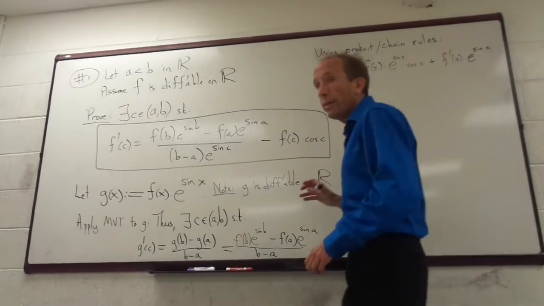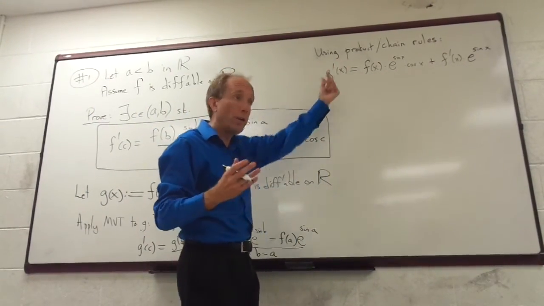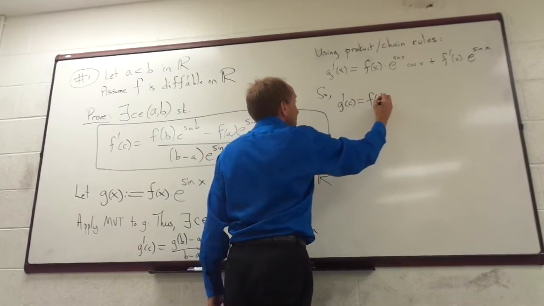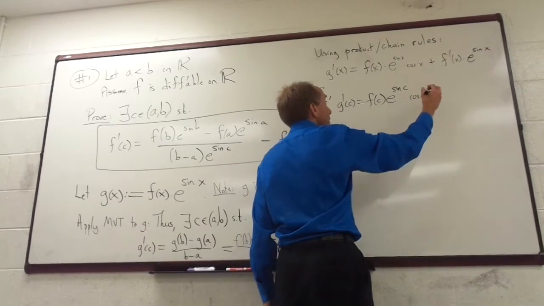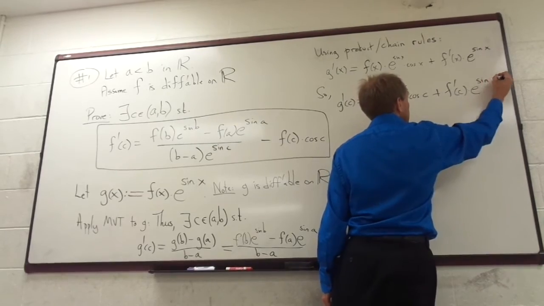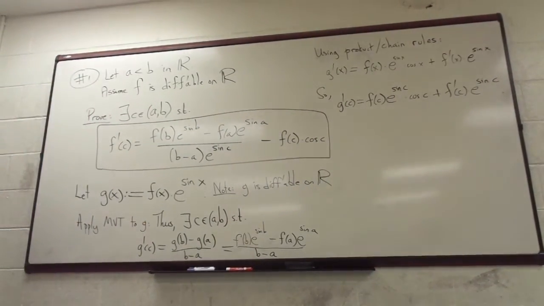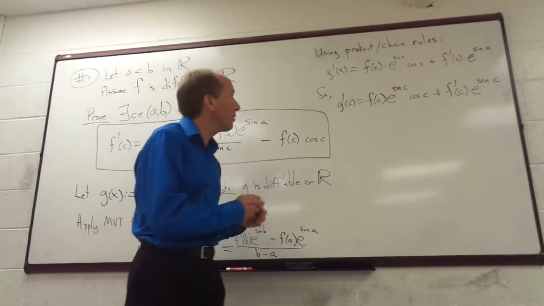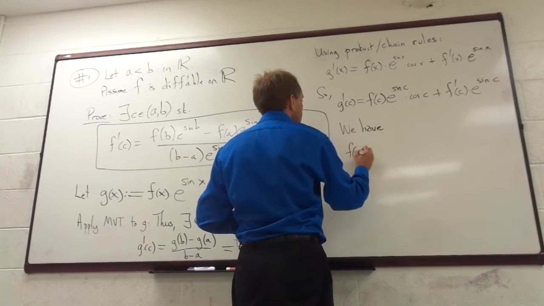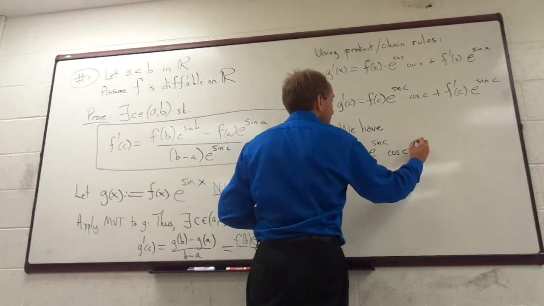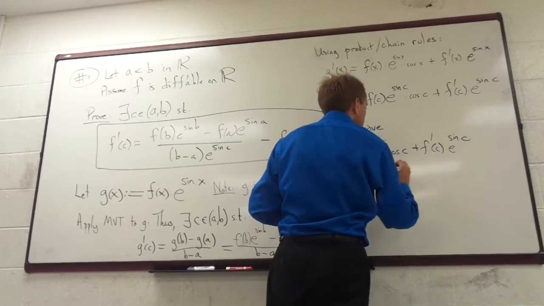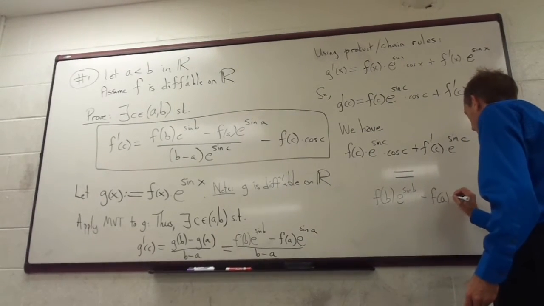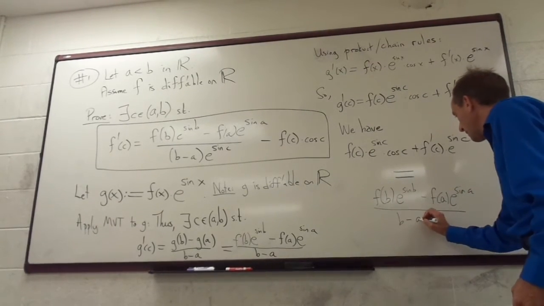Now what we can do is plug in c. That's what you would want to do, because look over here, you have an expression for g prime of c. So g prime of c is just, of course, f of c, e to the sine c times cosine of c, plus f prime of c times e to the sine c. So everywhere you see an x, we can just put in c instead. And all of that has to equal the right-hand side here, right? Okay, so we have f of c times e to the sine c times cosine of c plus f prime of c times e to the sine c equals what we have over here on the right-hand side of the bottom line, f of b e to the sine b minus f of a e to the sine a, all over b minus a. Okay.